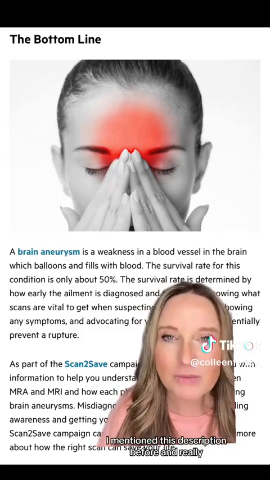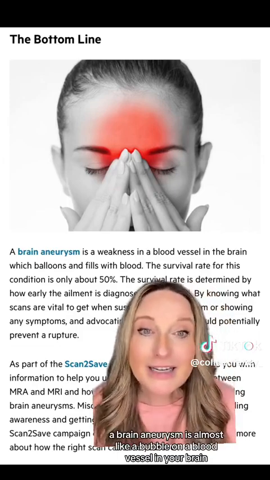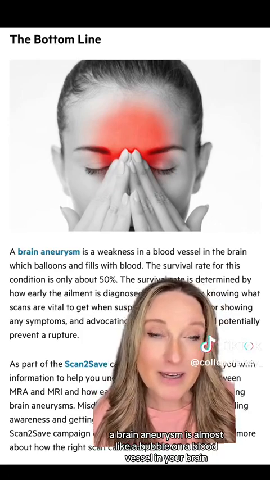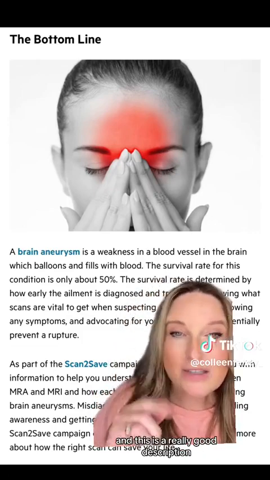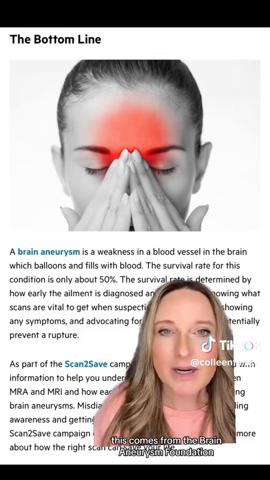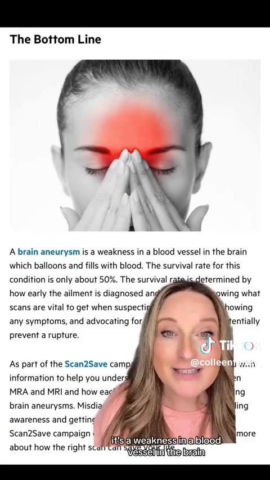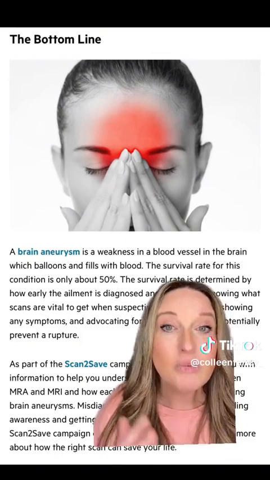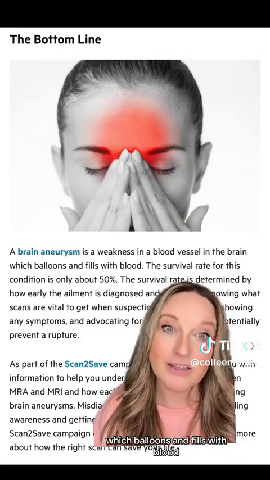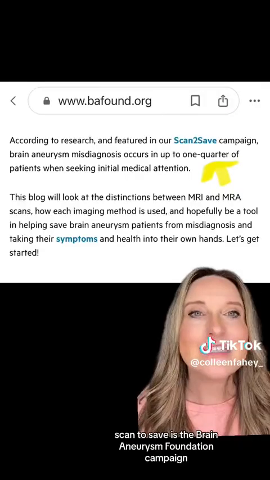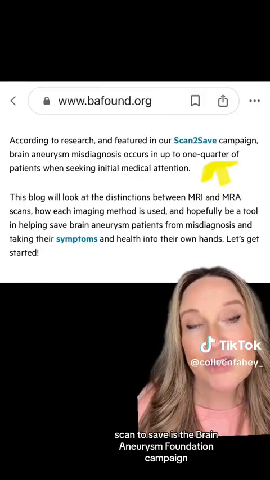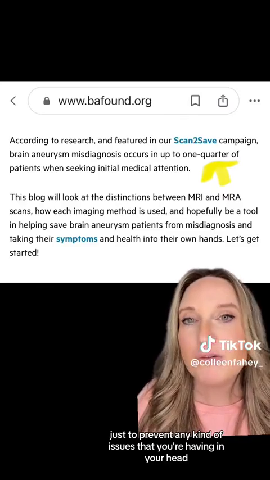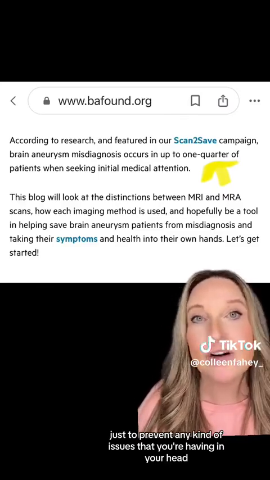I mentioned this description before, and really a brain aneurysm is almost like a bubble on a blood vessel in your brain, and this is a really good description. This comes from the Brain Aneurysm Foundation. It's a weakness in a blood vessel in the brain which balloons and fills with blood, and we certainly don't want that to pop. Scan to Save is the Brain Aneurysm Foundation campaign just to prevent any kind of issues that you're having in your head.